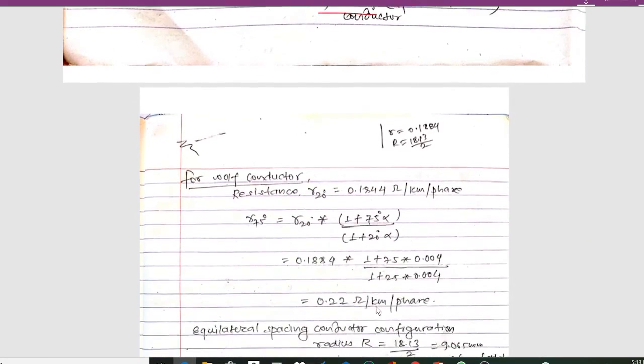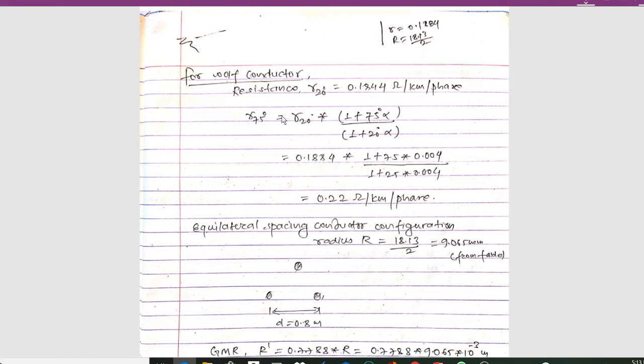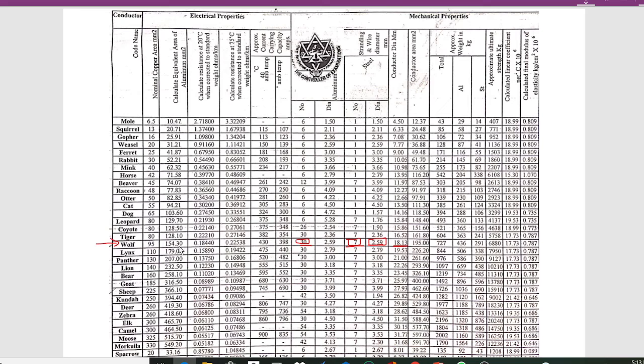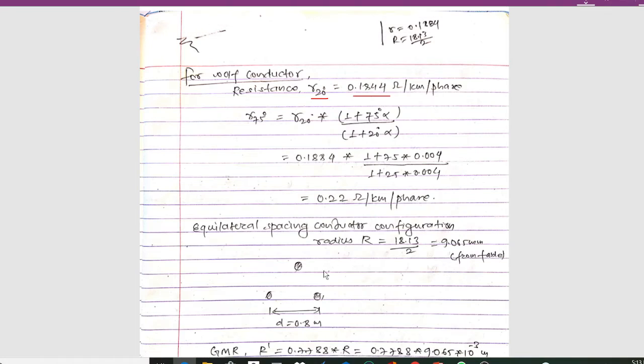For the Wolf conductor, from the same table we can use the value R20 equal to 0.1844 ohm per kilometer per phase. Similarly, we have to calculate the value for R75. R75 is 0.22538. Either you can use the value of R20 to calculate R75, or directly use it from the tables. Here I have used R20 to calculate the value of R75.